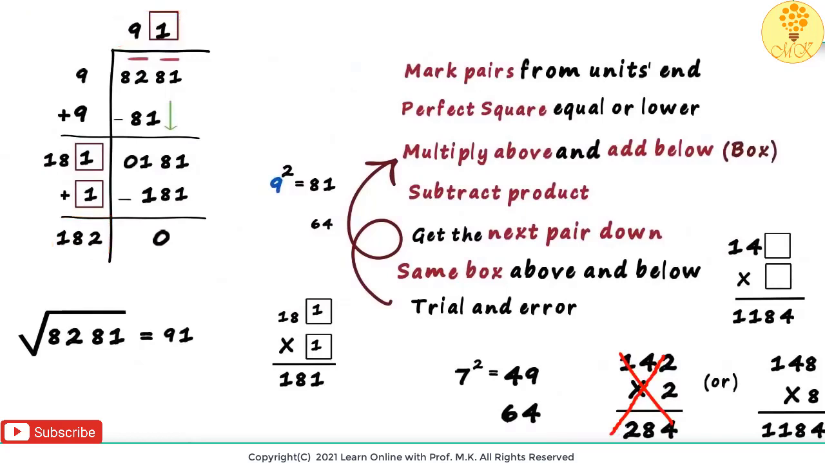Wait a moment. What if we had 5 digits in our number? After choosing 2 pairs, only 1 digit will be left. We will see an example based on 5 digits in another video.